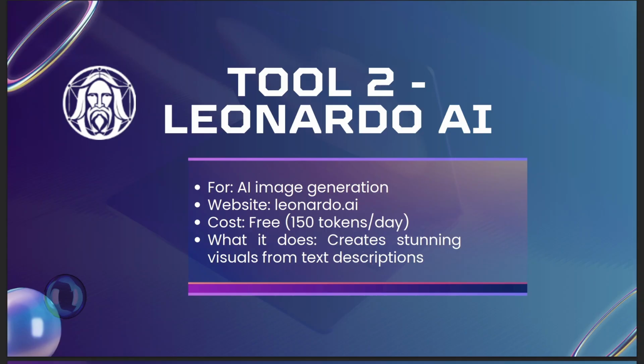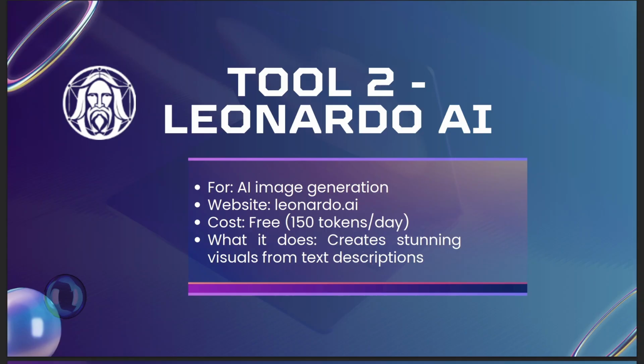Now, here's something important. With the free plan, Leonardo gives you 150 tokens per day. Each image generation costs between 1 and 8 tokens depending on the settings you choose. So realistically, you can create anywhere from 20 to 150 images per day for free. That's more than enough to get started. Let me show you how to create your first image.